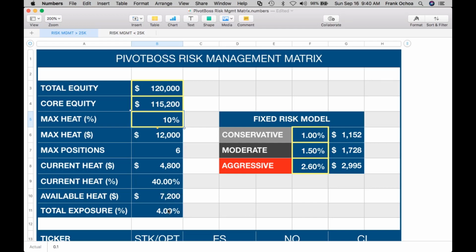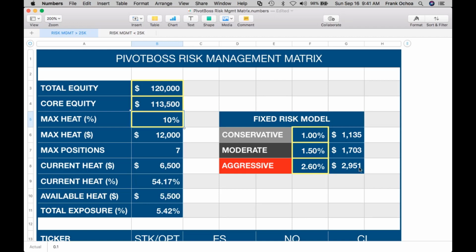So right now we're at 4% exposed overall in terms of overall total equity at this allocation. So again, let's add a couple more trades to this. Let's say we do another trade that's $1,700 right here. And so basically we would subtract $1,700 from the $115,200. So say $1,700 here, that's $113,500. So let's go $113,500.